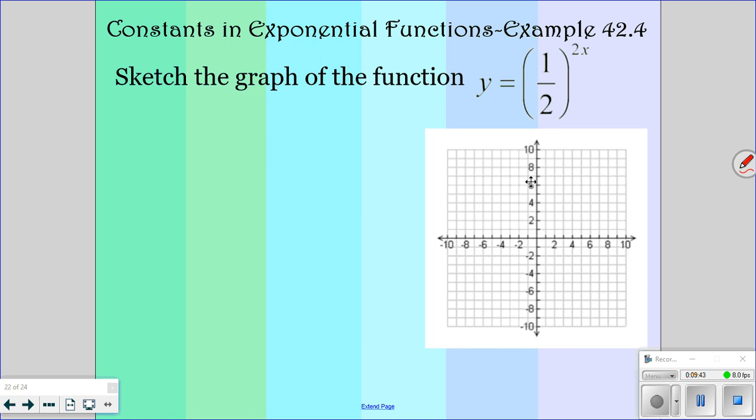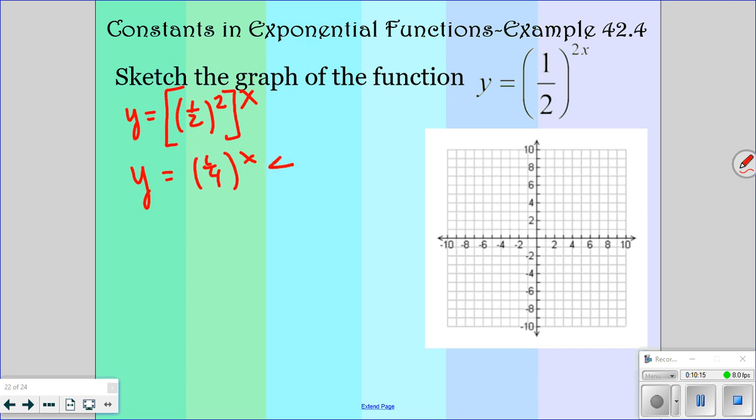Let's try another one. So for this one, sketch the graph of the function y equals 1/2 to the 2x. So you can leave it like that, or you can simplify it like I'm about to show you. So 1/2 to the 2x is the same thing as 1/2 to the 2, all raised to the x. Because when we multiply those, you can put them together. So you can split them apart if you want. So it's the same thing as y equals 1/4 to the x.